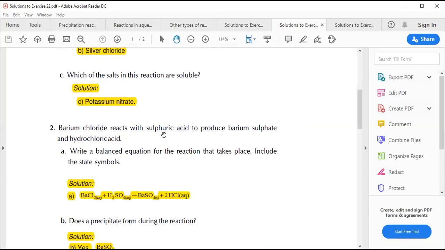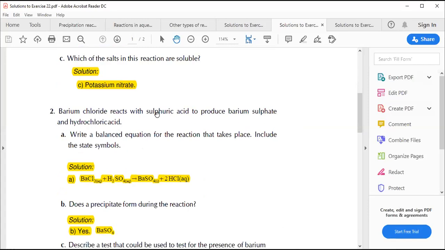Barium chloride reacts with sulfuric acid to produce barium sulfate and hydrochloric acid. Write a balanced equation for the reaction that takes place, include the state symbols.